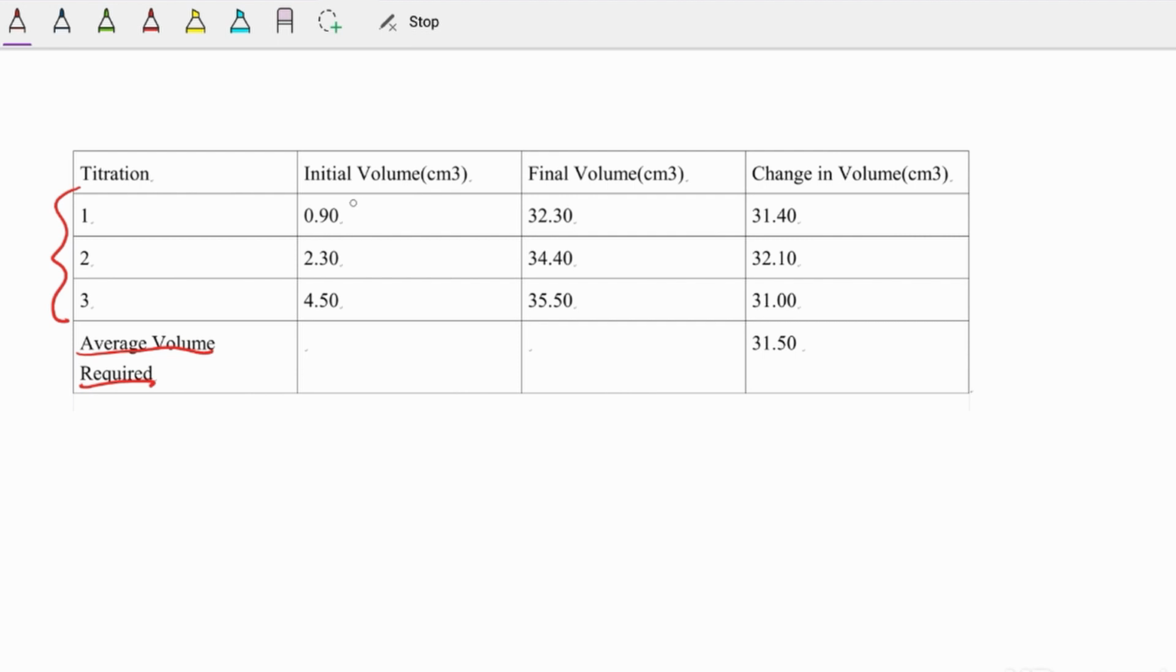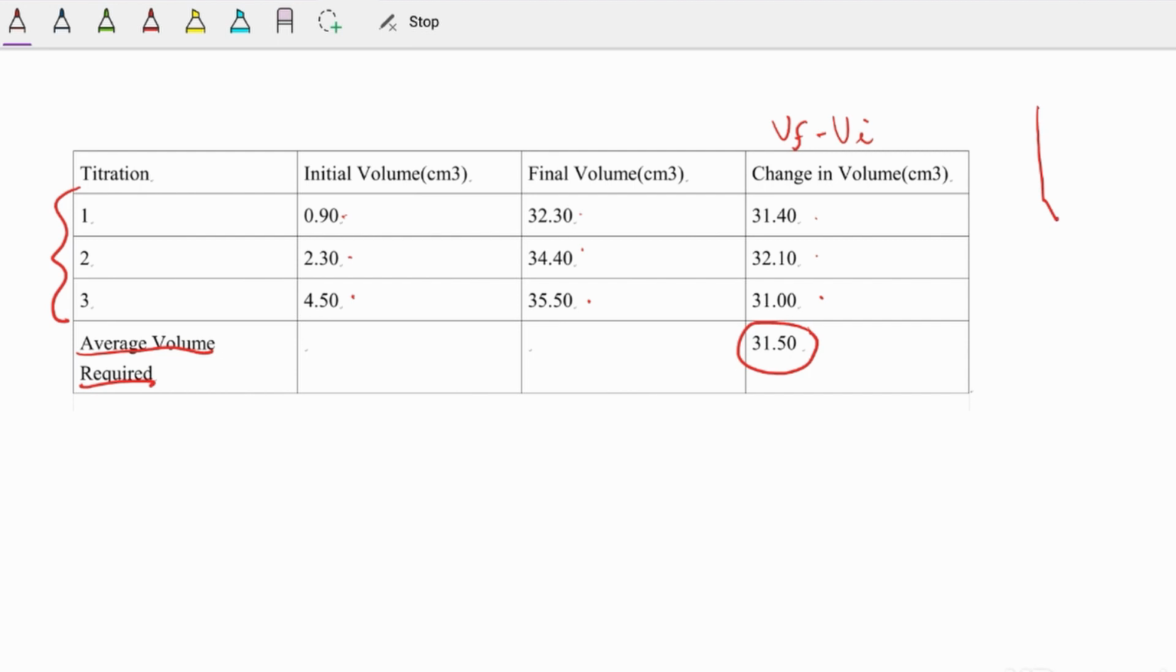Okay, so we recorded the initial volumes, and also the final volumes that we have titrated. To work out the change in volume, remember it's the final volume minus the initial volume. To get the average, you add all of these up and then divide by 3 to get your average volume that you required.